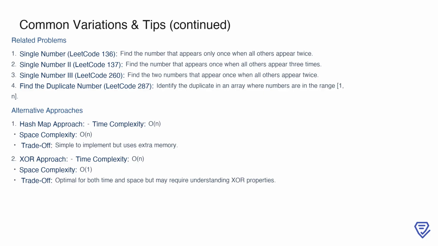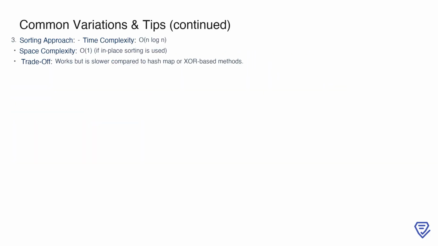In terms of alternative approaches, the hash map approach is a solid choice for this problem. It offers a time complexity of O(n) and is simple to implement, but it does use extra memory due to its O(n) space complexity. On the other hand, the XOR approach is both time and space optimal, with O(n) time and O(1) space complexity. However, it requires a good understanding of XOR properties, which might not be immediately intuitive for everyone. Lastly, let's consider the sorting approach.